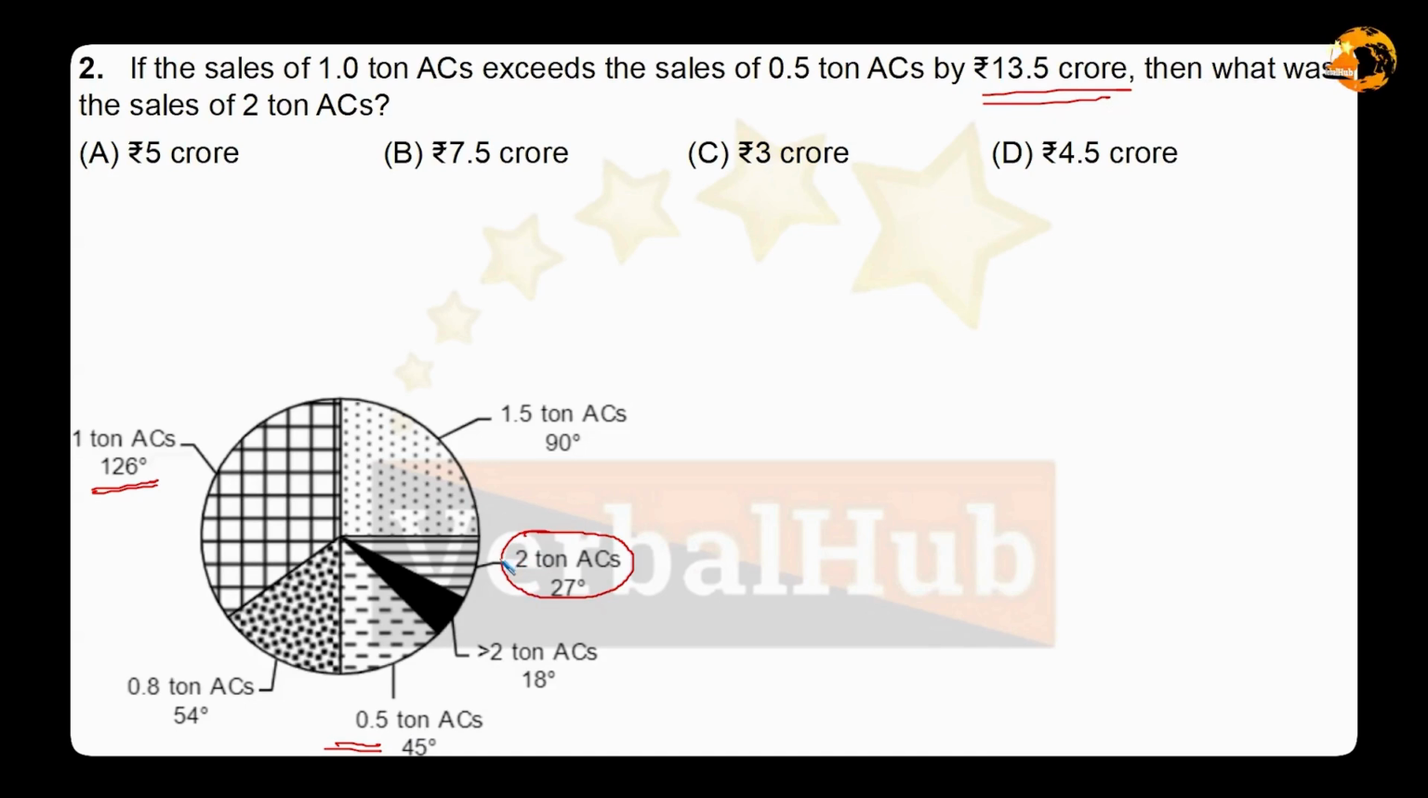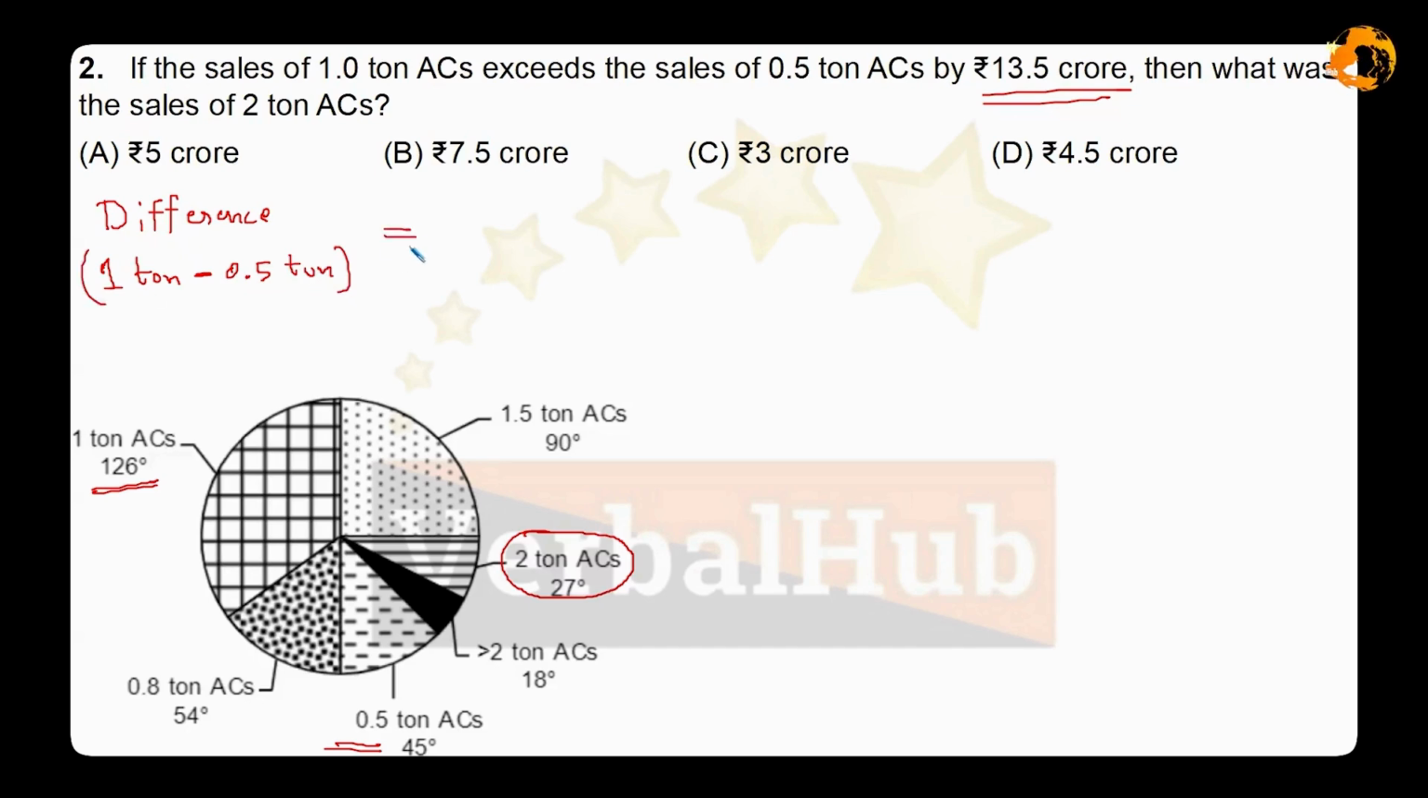Again, in this question, do you need to convert the degree to percentage? Why do you need to do that? It's only your relative ratio you have to observe, right? You're given that this is more than that by this much. So basically the difference is given. The difference in the sales of these two categories, 0.5 ton and 0.5 ton, is given.